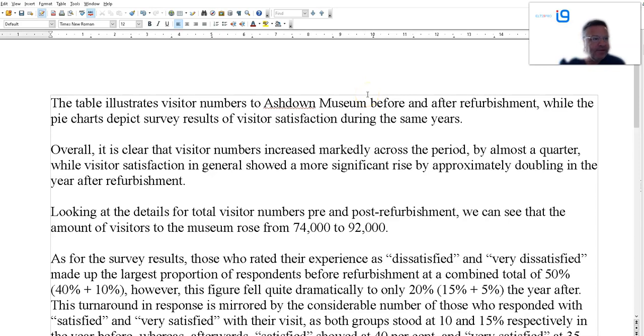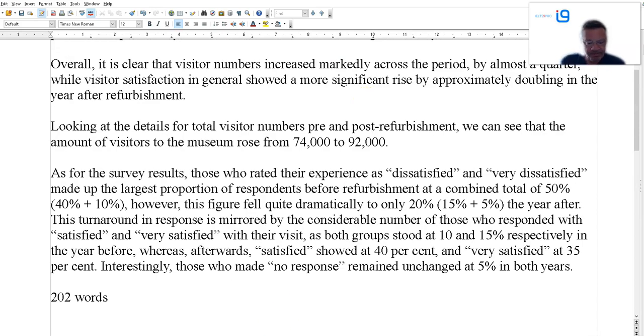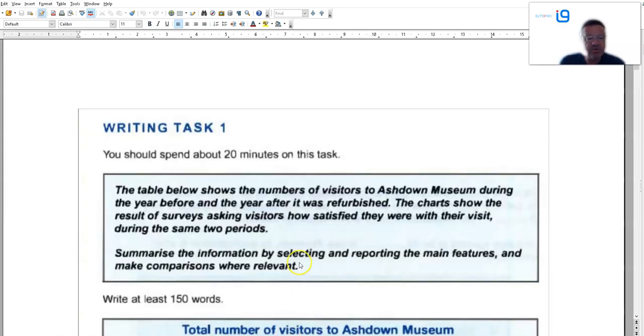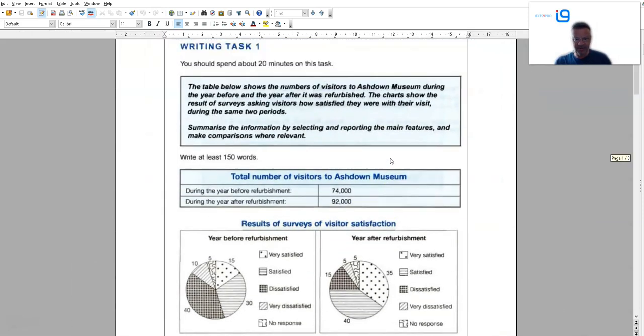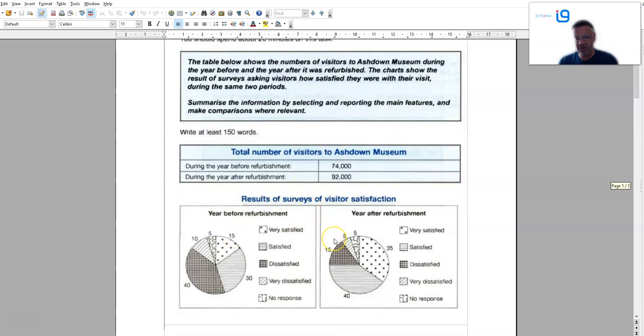So, like I say, this is test number 4. I wrote a sample, and as you may or may not know, in the Ashdown Pro group on Telegram, we post a task, people respond, and we do a commentary. Okay, so quickly let me show you this one. This is Cambridge 11 test number 4: visitors to Ashdown Museum before and after refurbishment. Yeah, so you've got a table and a couple of charts.